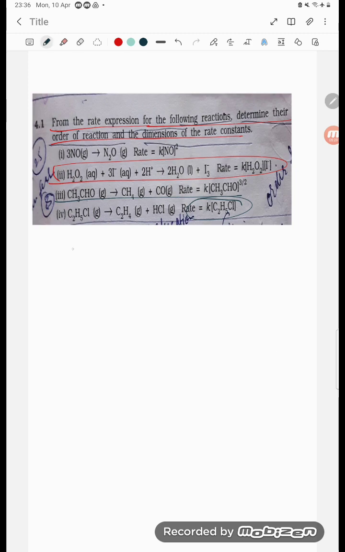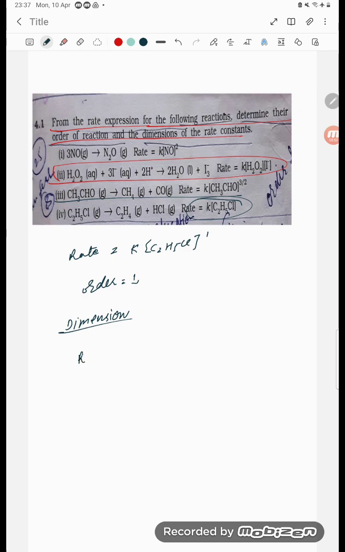Now see, they have given the rate, students. Rate is equal to K, C2H5Cl, and nothing is there means the power is 1, so the order is 1. That is going to be the very simple one. Now if you are talking about dimension, it means the unit.